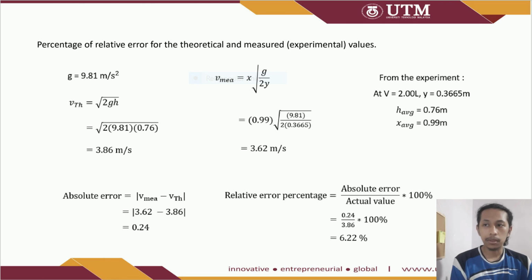For the absolute error, we subtract the measured velocity from the theoretical velocity, and we would get 0.24. While for the relative error percentage, which is absolute error divided by actual value times 100%, we would get 6.22%.